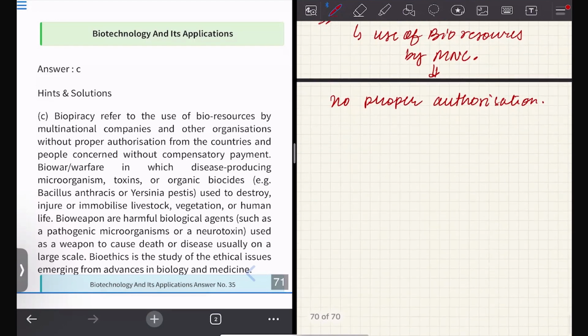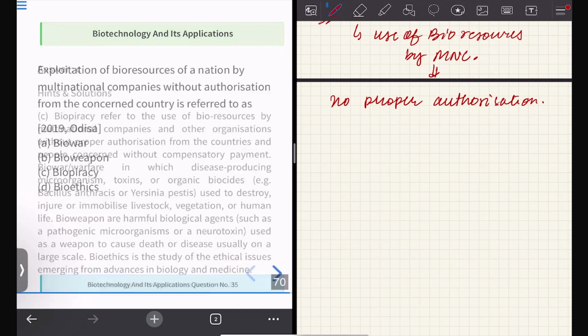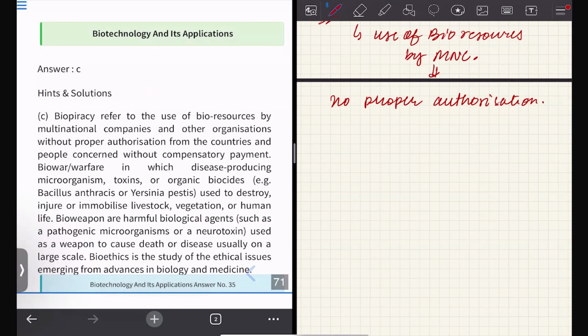What is bioethics? Bioethics is actually the study of ethical issues that are emerging from the occurring in biology and medicine. What is bioweapon? Bioweapons are actually the harmful biological agents that are used as a weapon to cause death or disease, usually on a large scale. So we had option A as biowar. Biowar is what in this particular condition there is a disease producing microorganism, toxins or organic biocides, which is used to either destroy, injure or immobilize livestock, vegetation or a human life.